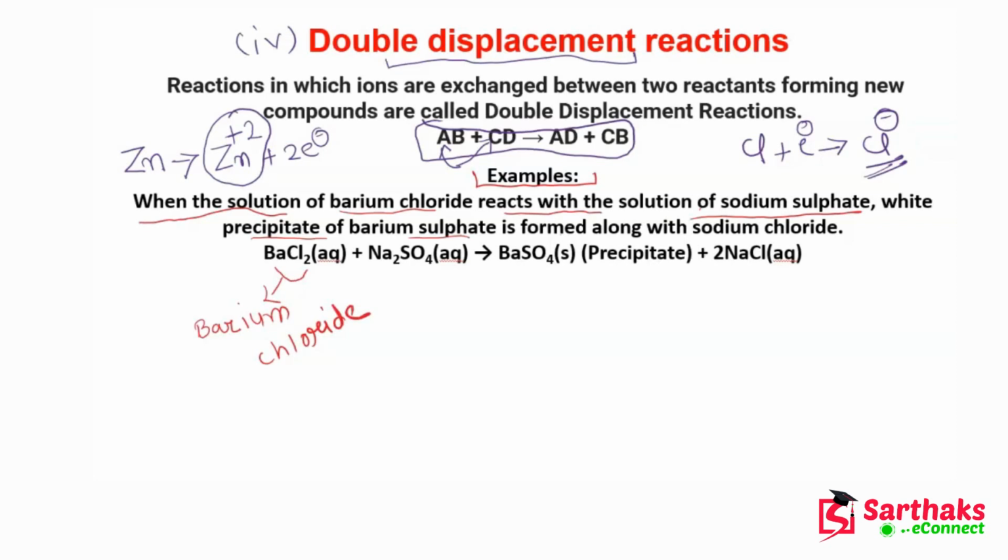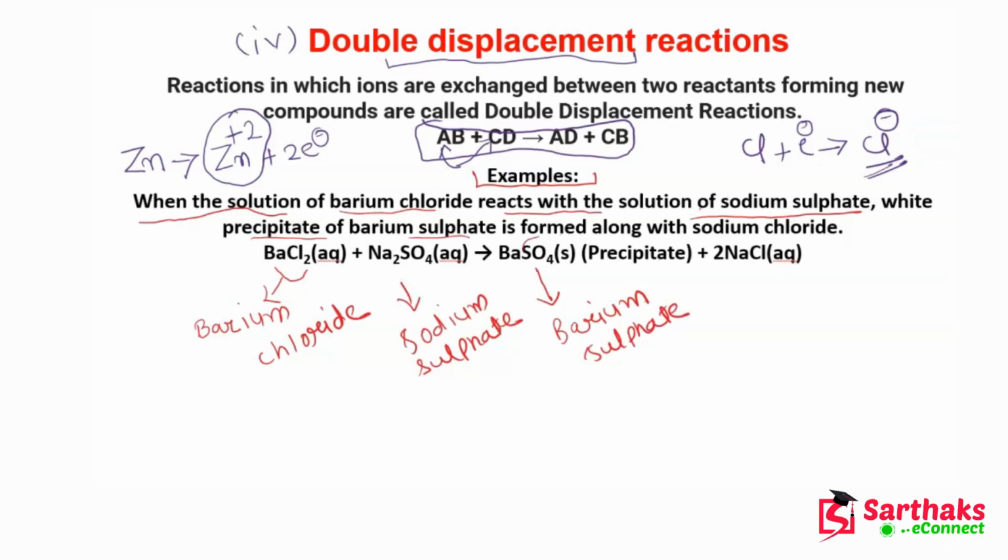And this Na2SO4 is sodium sulfate. Because you can see Aq is written here, it means it is a solution of sodium sulfate. Here also Aq is written, so it is a solution of barium chloride. And this BaSO4 is a precipitate, and it is the chemical formula of barium sulfate.